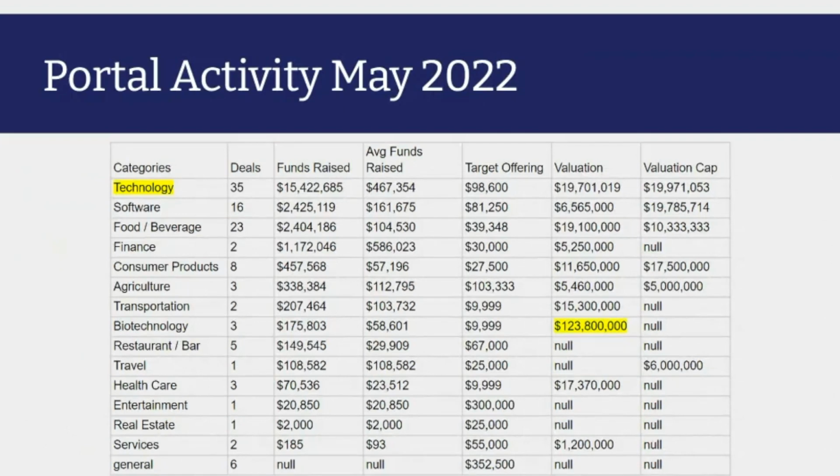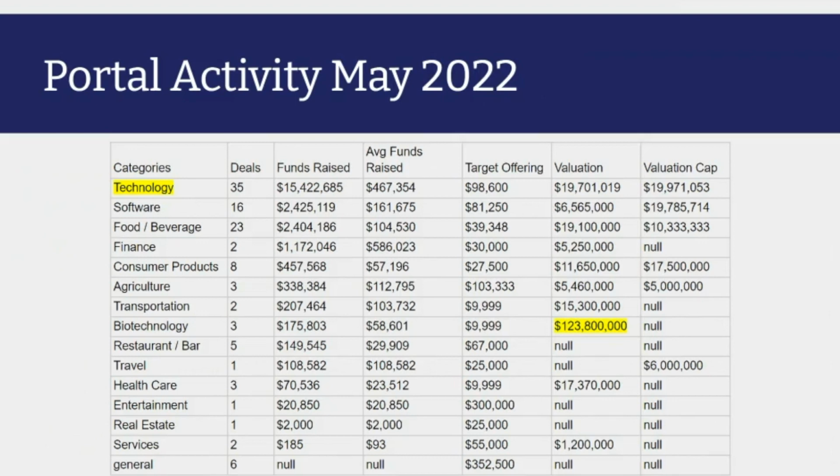Now, just to give you a semblance of what goes on in the crowdfunding world and how significant it is, and it's developing. It really is coming from California, New York, Texas, but really coming across the United States. In this chart, you'll see technology, and we're just taking a sample of the month of May, of actual crowdfunding deals that were started that month and have raised capital to date. So you can see 35 deals raising $15 million for technology, on average about $467,000.